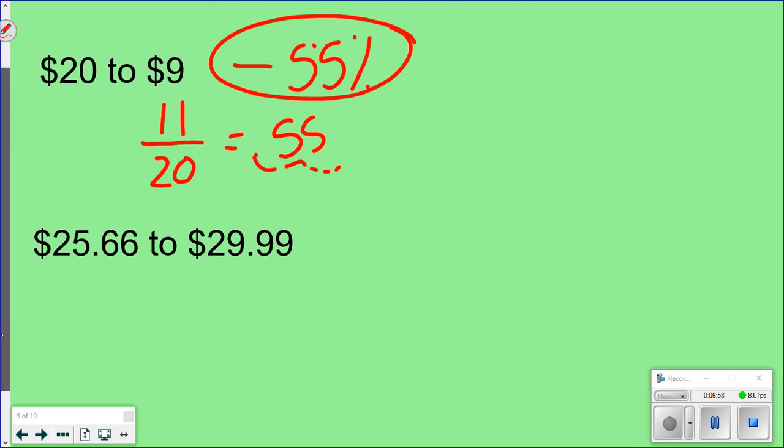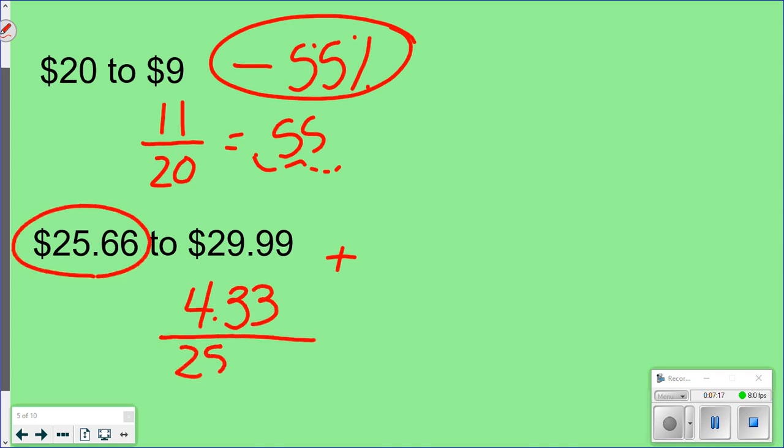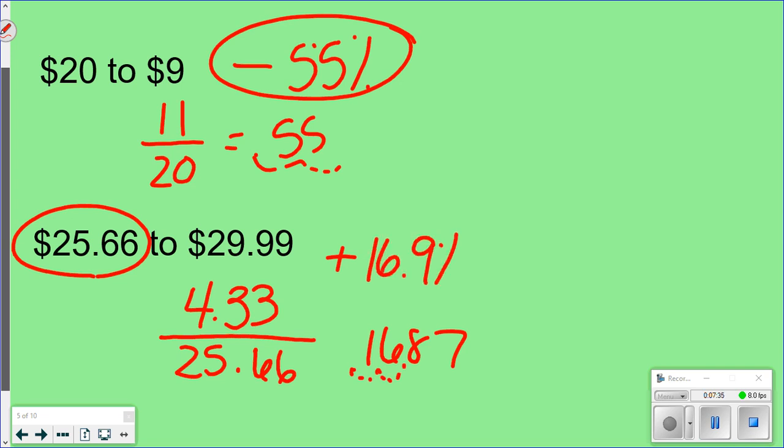Okay, same thing here, 25.66 to 29.99. I know it's an increase, so I'm going to start with the plus sign. I'm going to find my difference, 29.99 minus 25.66. My change was $4.33. My original was the first one. Okay, divide the two. I get about 0.1687. I'm going to stop there. Move 2 spaces. It's about a 16.9% increase.